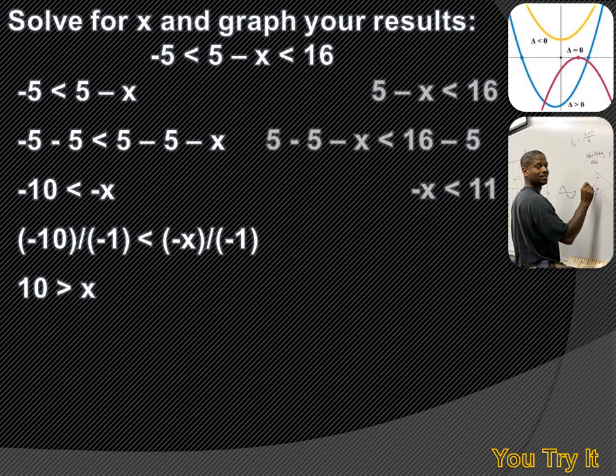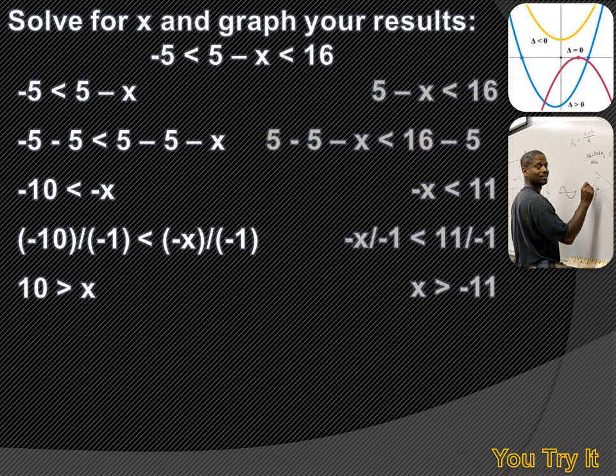Now, I got to get rid of that minus sign, so I got to divide both the left and the right side of the inequality by minus 1. Minus x divided by minus 1 is less than 11 divided by minus 1. When I simplify that, I get x is greater than minus 11. I divided by a negative number, so I've got to reverse my inequality sign.